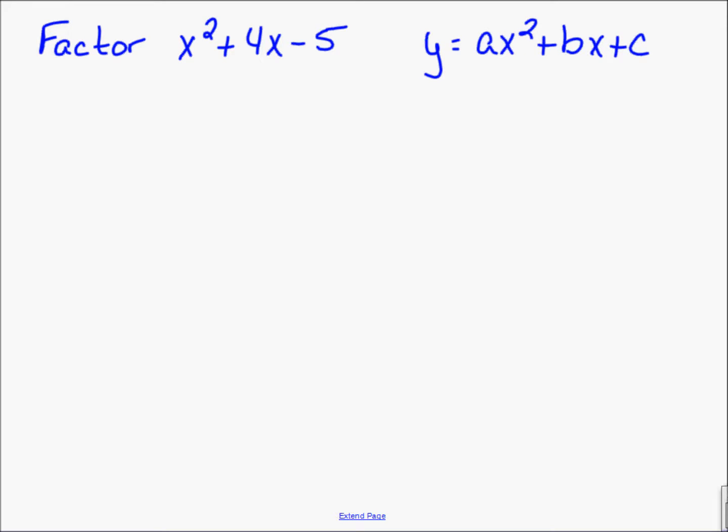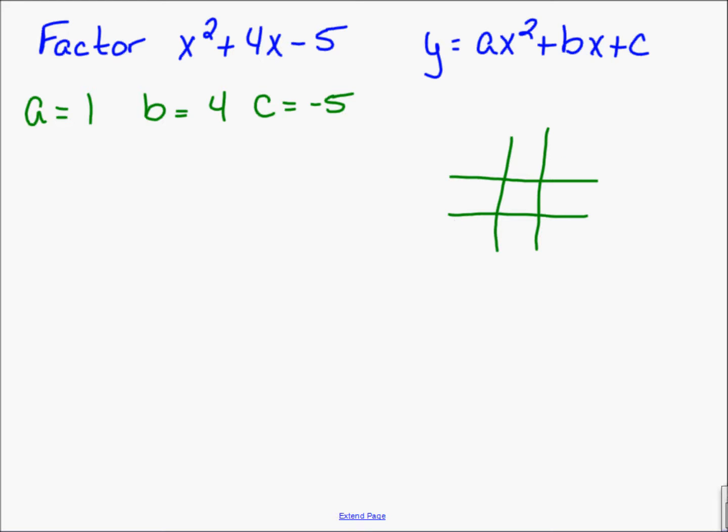And so the very first thing we're going to do is label a, b, and c. So we know that a for us is 1, b is 4, and c is negative 5, because these are the terms that are in front of the x squared term, the x term, and the constant. Now, in order for us to use the method here, we're going to create basically a grid over here, a tic-tac-toe box.